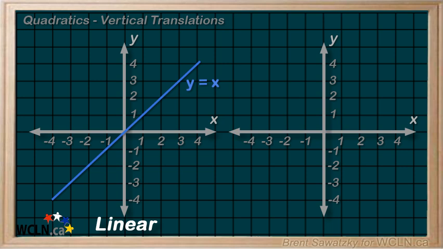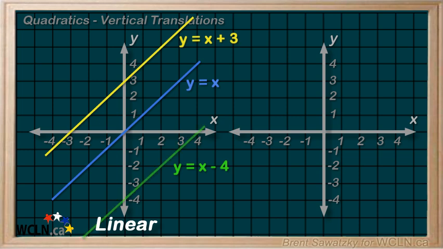So what happens if the b becomes 3? Well, now, when x is 0, y is 0 plus 3 is 3. So we've shifted the graph up by 3. And what if the b is negative? If b is negative 4, say, well, now, when x is 0, y is 0 minus 4 equals negative 4. So we've shifted the graph down by 4.